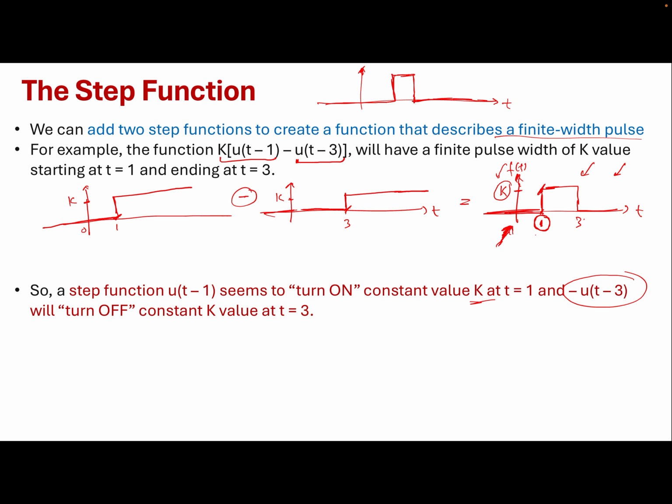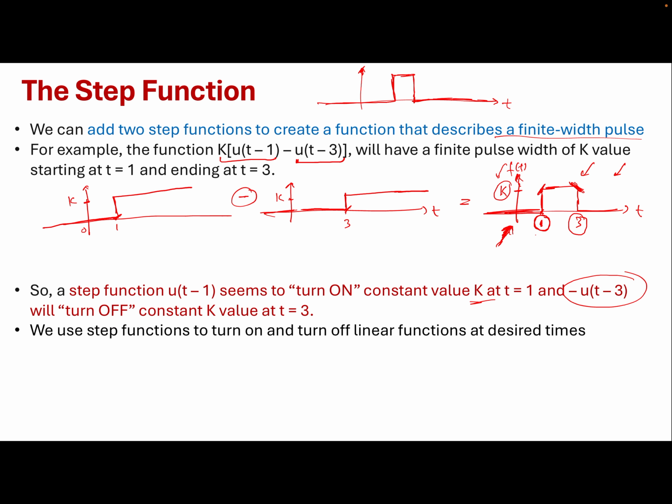Right, and exactly at time t is equal to 3, you are saying that, okay, it's time to stop this function. So you can turn off and turn on a signal using step functions. That's the bottom line. And we're going to do an example to make it more understandable in a second. Right, so we can potentially use step functions to turn on and turn off the linear functions I derived. So let's do an example to see what exactly I meant by that.